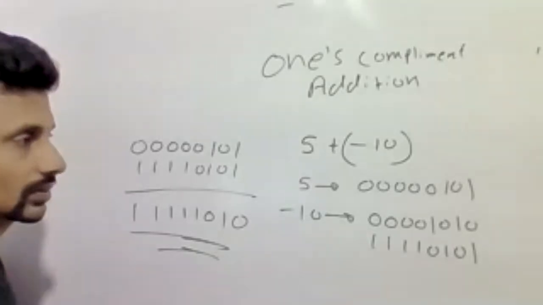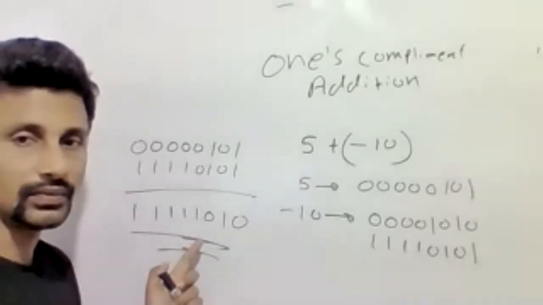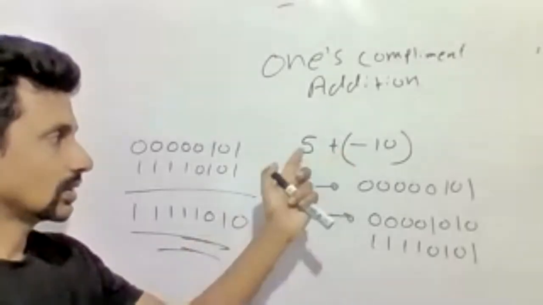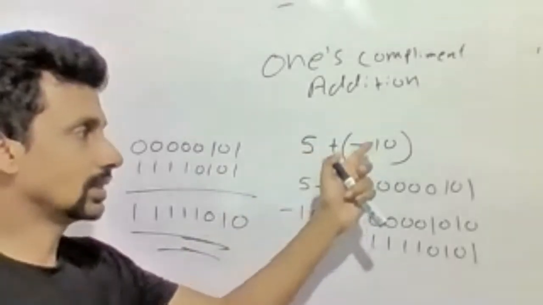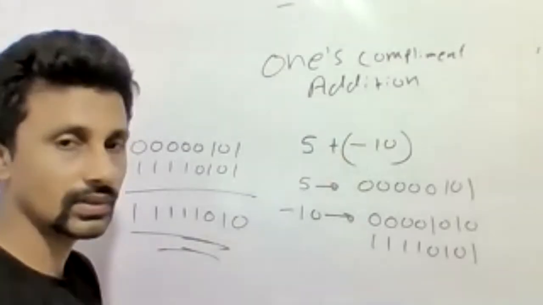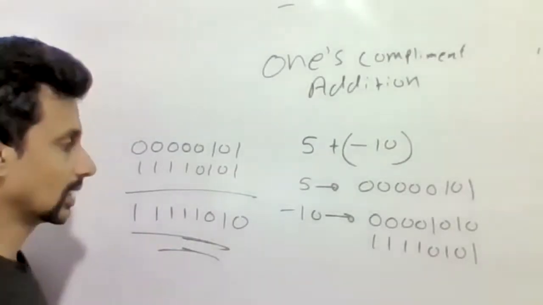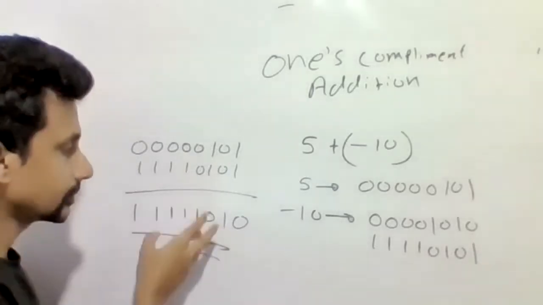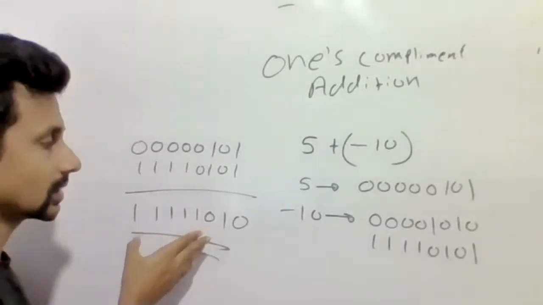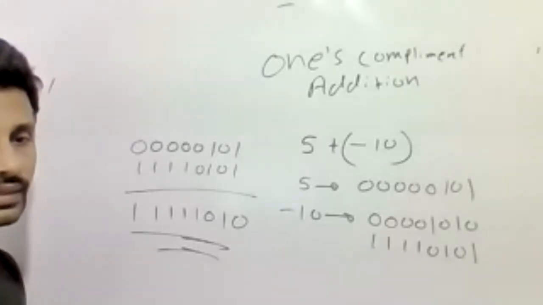Right? This is negative. When you convert to decimal, there's a different way of doing that. The answer for 5 plus minus 10 should be minus 5. It comes when you convert it that way. Don't do that at the moment. Now you only have to find the answer in ones complement. Right? Take this down also. This is another example.